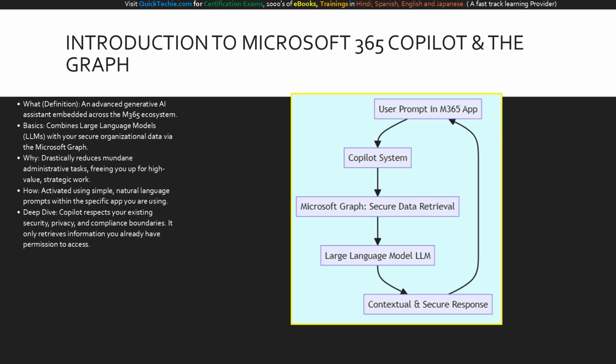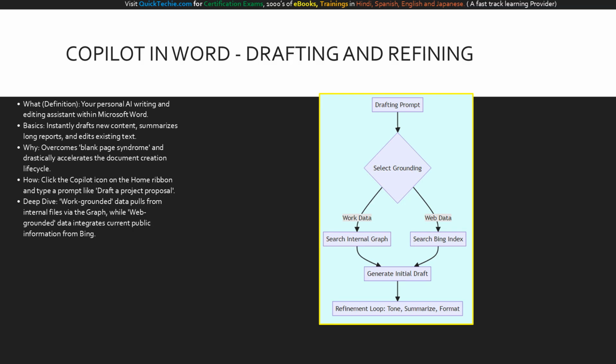Only then is this rich, grounded, and secure package sent over to the large language model. The LLM processes it and sends the generated, highly contextual response back to your app. This closed loop ensures that the AI's response is tailored to your specific work context, while strictly honoring your company's security boundaries. Moving on to our first specific application, Microsoft Word.